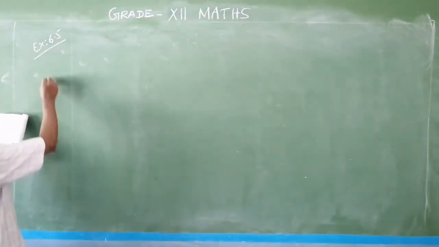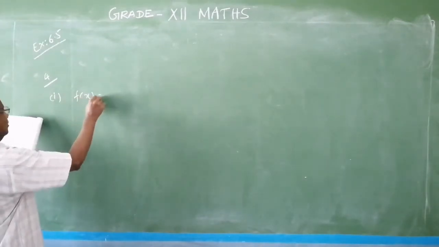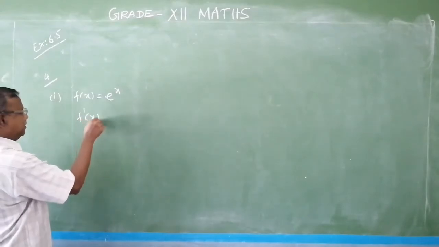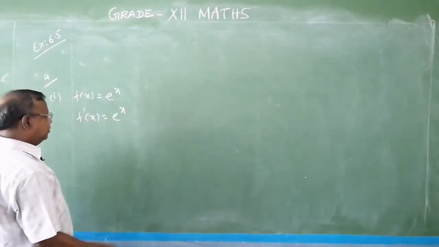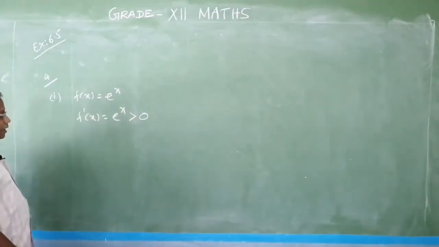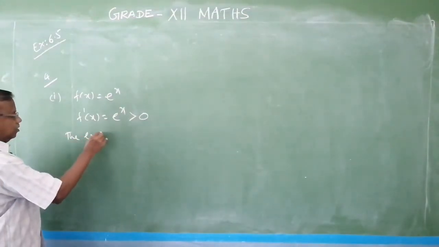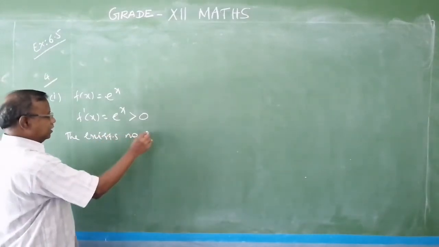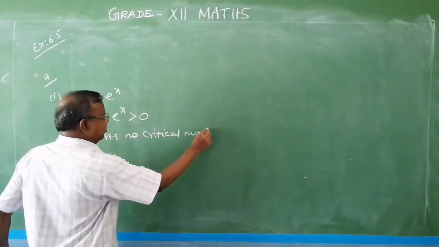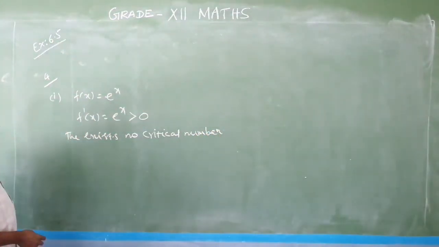Now question number 4, first subdivision, f of x equal to e power x. Now differentiating once, f dash of x is also e power x. We know that e power x is always positive, that is greater than 0. Therefore we don't have any critical number. There exists no critical number for the function f of x equal to e power x.